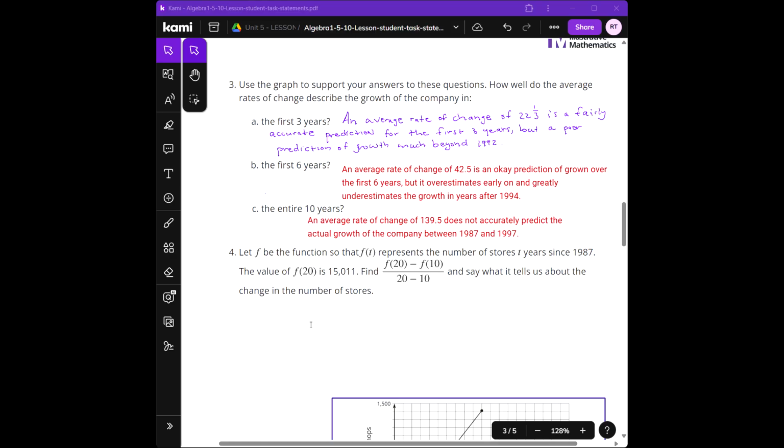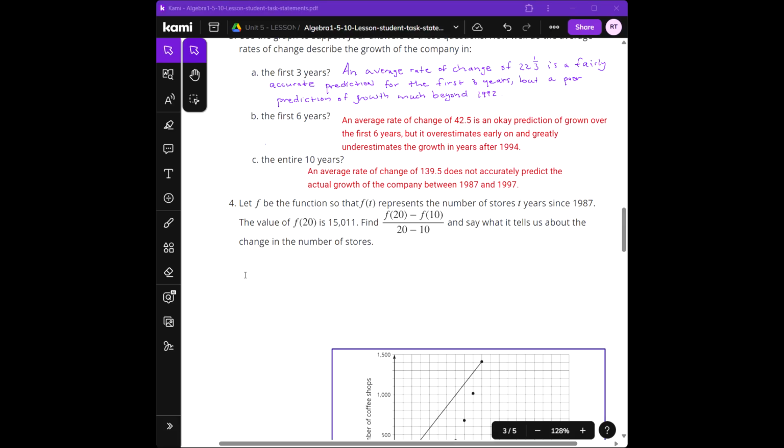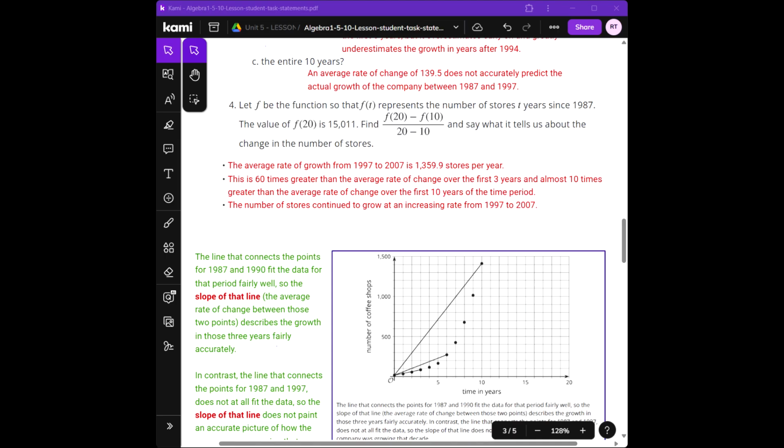Copy that over here. Let f be the function so that f of t represents the number of stores t years since 1987. And the value of f of 20, okay, is 15,011. Okay, so then they're wanting us to find the answer to the function and then basically tell us about the change in number of stores.